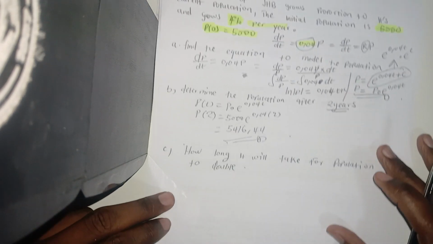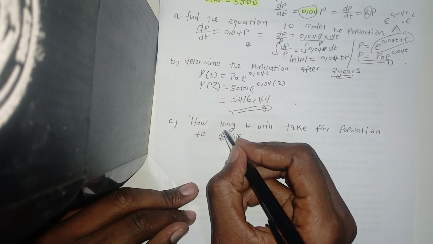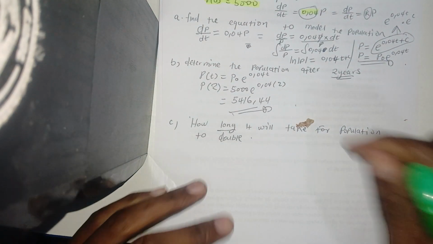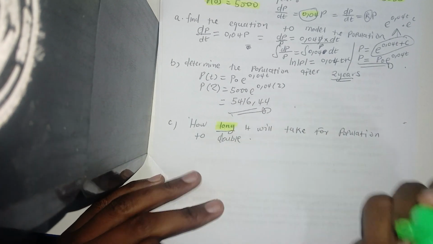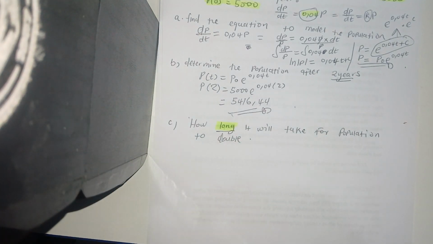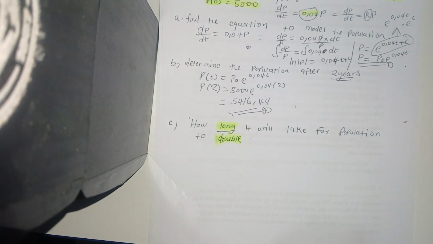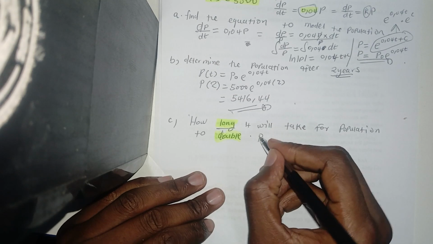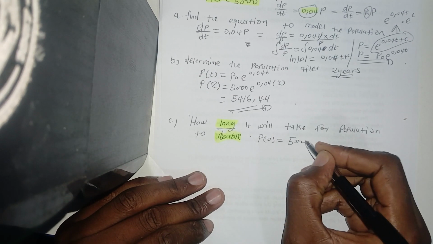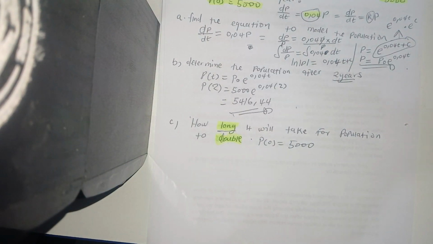Now let's go to the third question: how long? Immediately you hear "how long" in any question, it means they are talking about the time, whether in years or minutes. They didn't specify, so they just ask how long it will take for the population to double. The population that we had is just 5,000. So how long will it take for it to double?